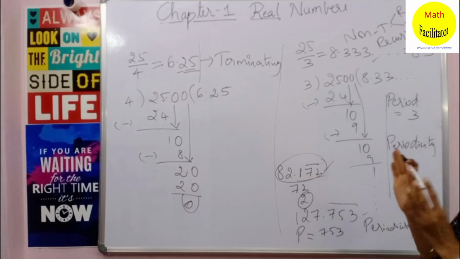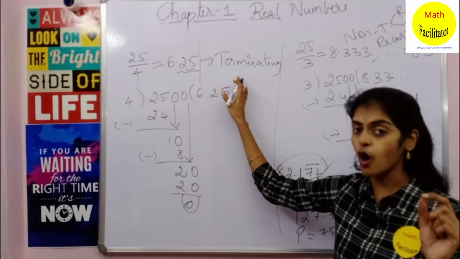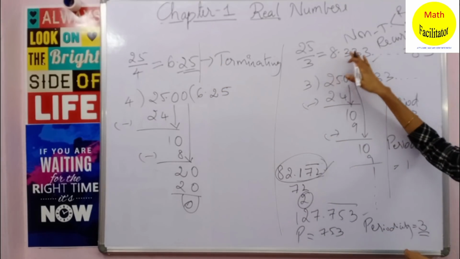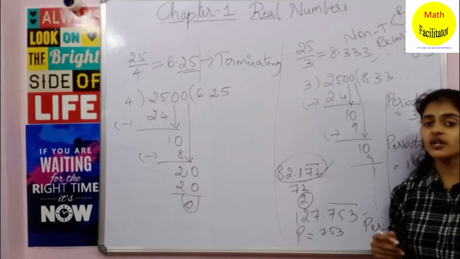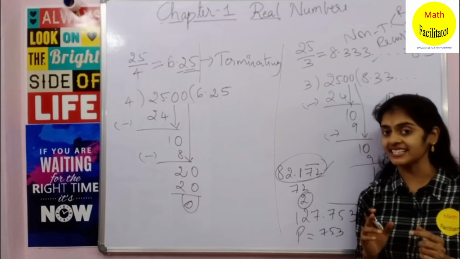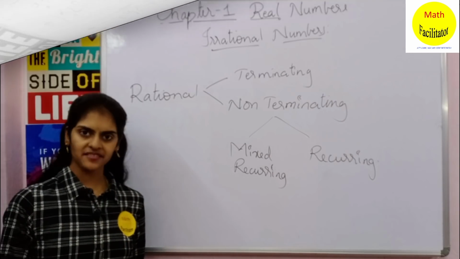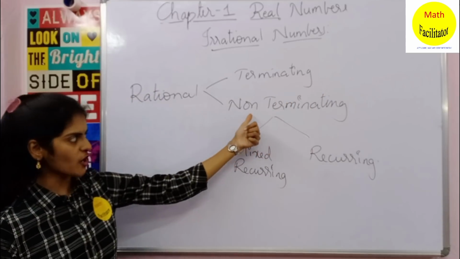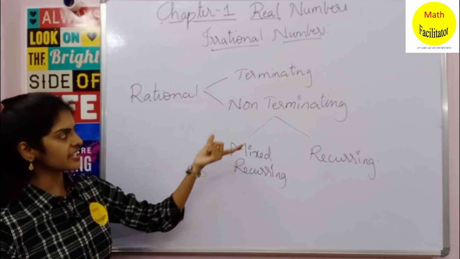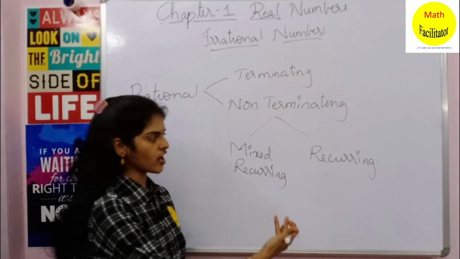So you have seen that a rational number can be converted into a terminating decimal or it can be converted into non-terminating recurring decimal or non-terminating mixed recurring decimal. Now keep these points in your mind and let us use these conclusions in our next concept. Now we have seen that rational numbers are either terminating decimals or non-terminating decimals, and if they are non-terminating decimals, they are either mixed recurring or recurring decimals.